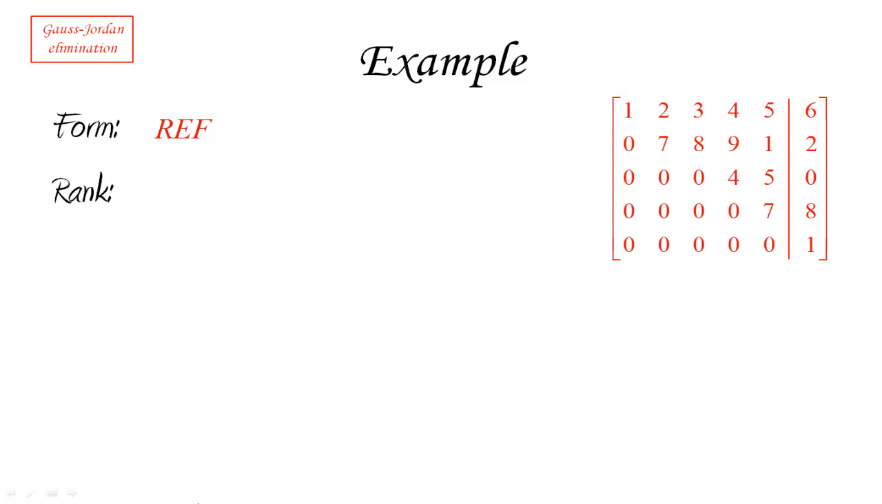But we can tell that the rank is 5, right? Each one of those 5 rows has a leading coefficient. There's a 1, a 7, a 4, a 7, and a 1. So we have 5 of them, so the rank is 5.